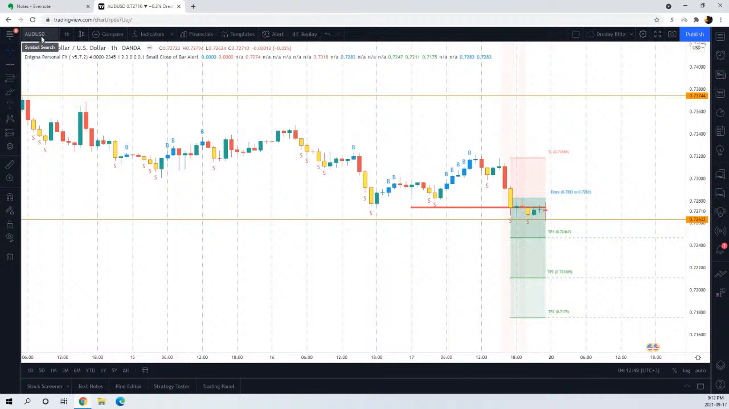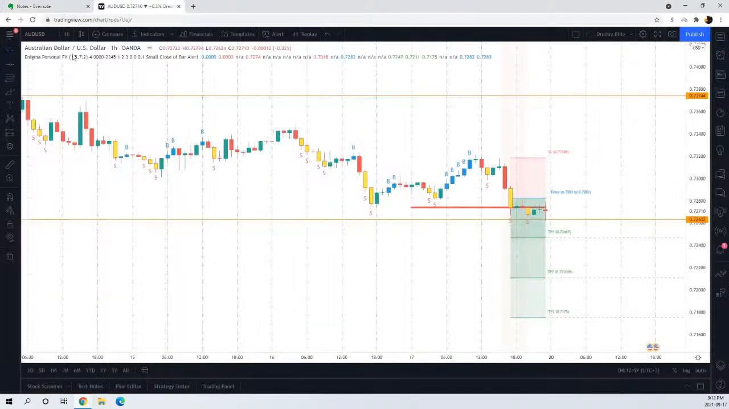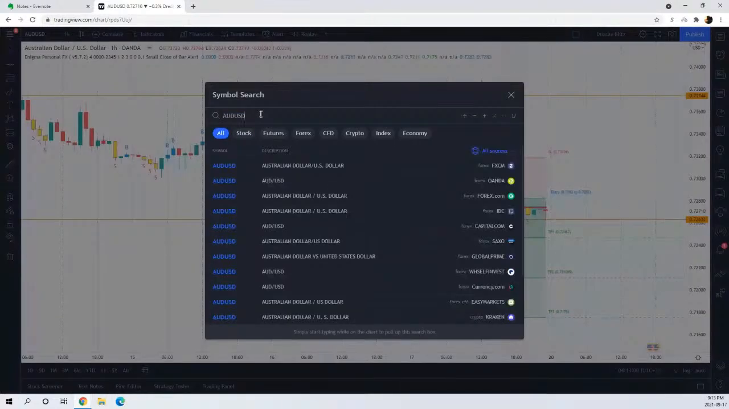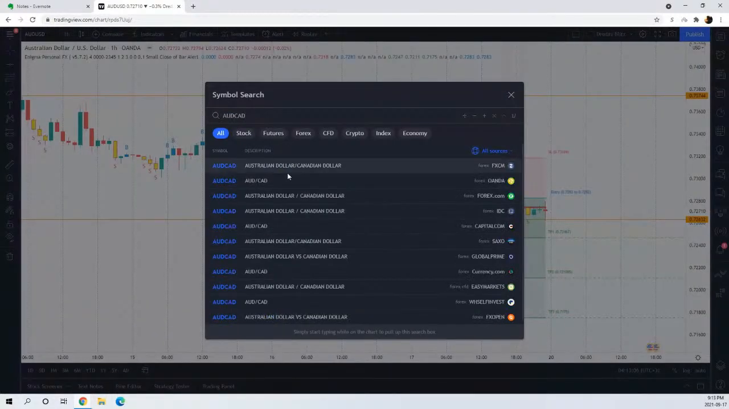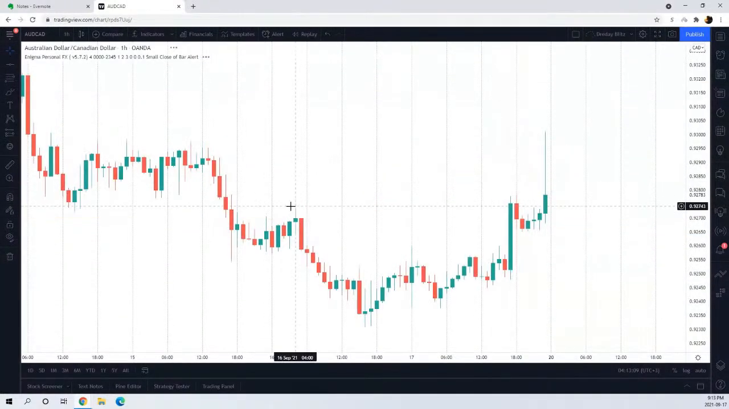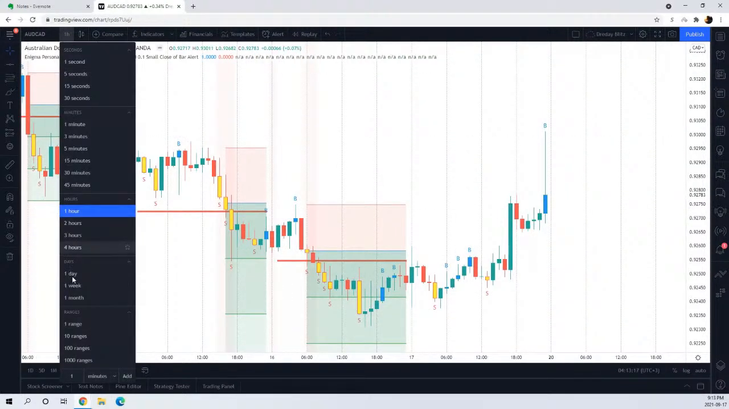So far, based on our analysis here, we're 1 for 1. Let's go on AUD CAD. We always use Oanda servers here because it's cleaner than the other ones. And we go on the weekly.